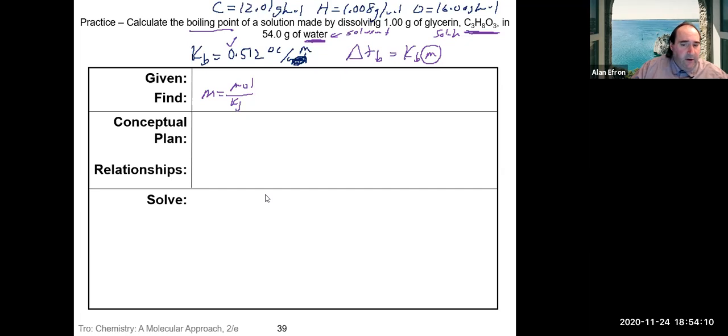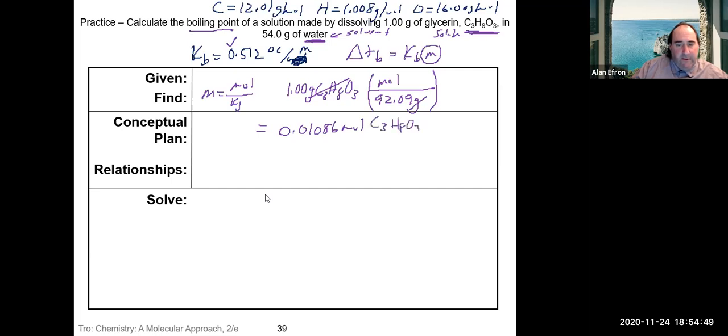So we do want to calculate our moles. We're going to take our 1 gram of C3H8O3. We're going to use the molar mass from the periodic table. If you add that all together, it's something like 92.09 grams per mole. In this case, we're going to divide by the grams so that we end up with moles. And it looks like we end up with 0.01086 moles of our solute. And that's the top part that we need for our molality.